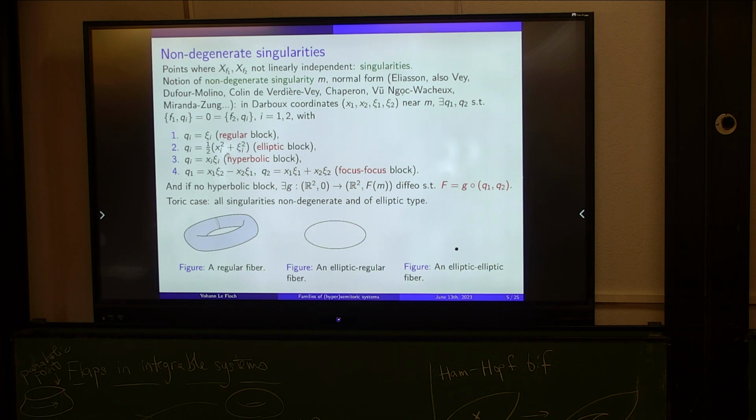And the first items, you recognize them. If you have, instead of being in dimension 4, a surface with a Morse function, these are the regular points, the elliptic points and the hyperbolic points. So you already have seen these. And in dimension 4, you have another type of singularity that we already saw as well, the focus-focus singularity. And as Joey said, one of these two, Q1, Q2, that come together when you have a focus-focus singularity generates an S1 action.